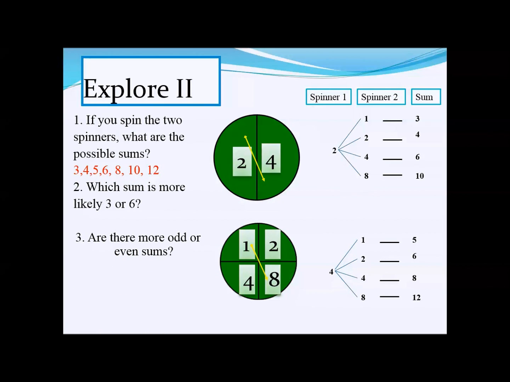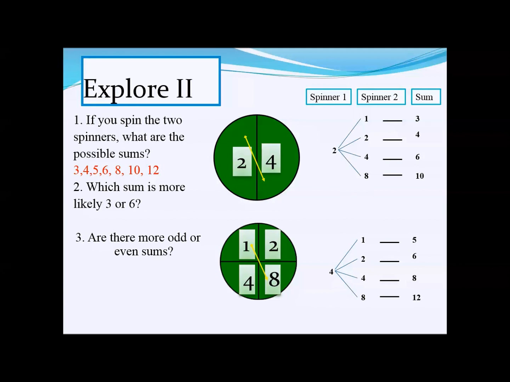3, 4, 5, 6, 8, 10, and 12. So that means that if I spin a 2 on the first spinner and a 1 on the second spinner, 2 plus 1 is 3. If I spin a 2 on the first spinner and a 2 on the second spinner, 2 plus 2 is 4. And we go on and so on with the other numbers.